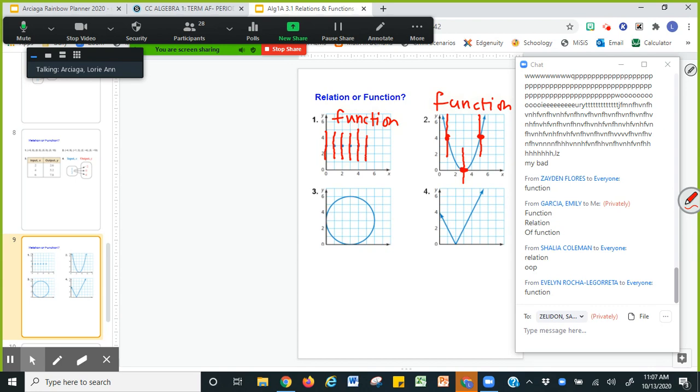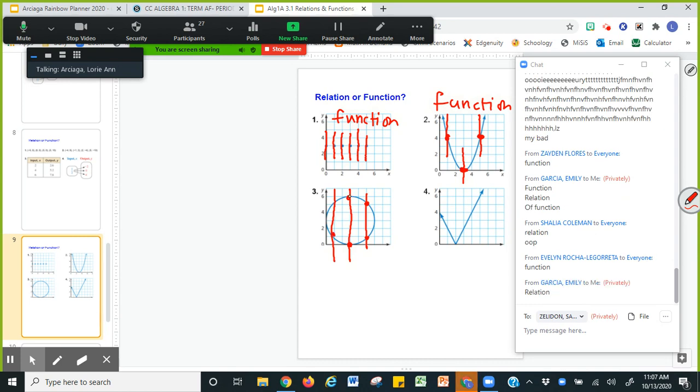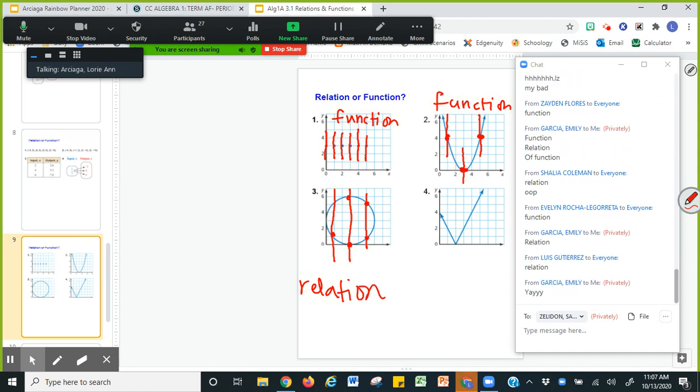Ooh, look at number three now. If I make a line here, look at that. I cross it once, I cross it twice. And even if I make one here, I cross it once and another time. And here, I cross it once. That's a relation. Very good, Emily. And yay, you're getting it now?